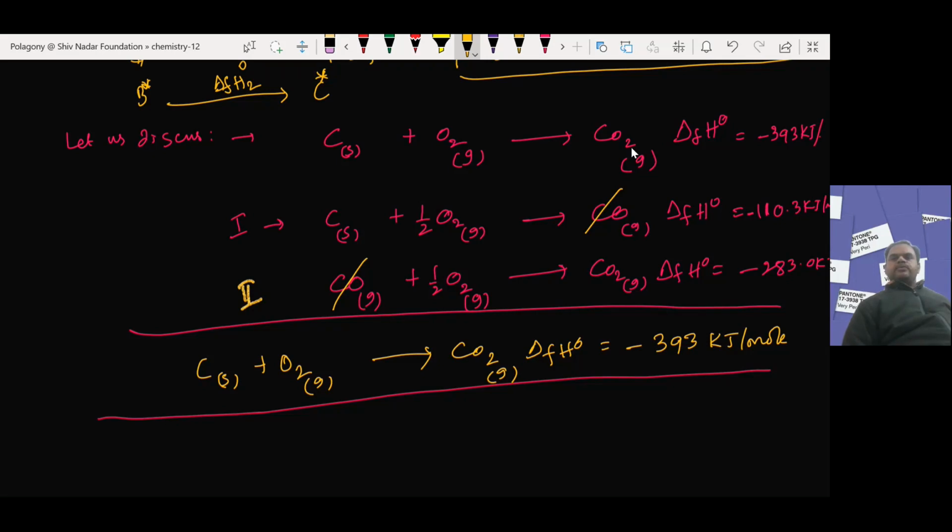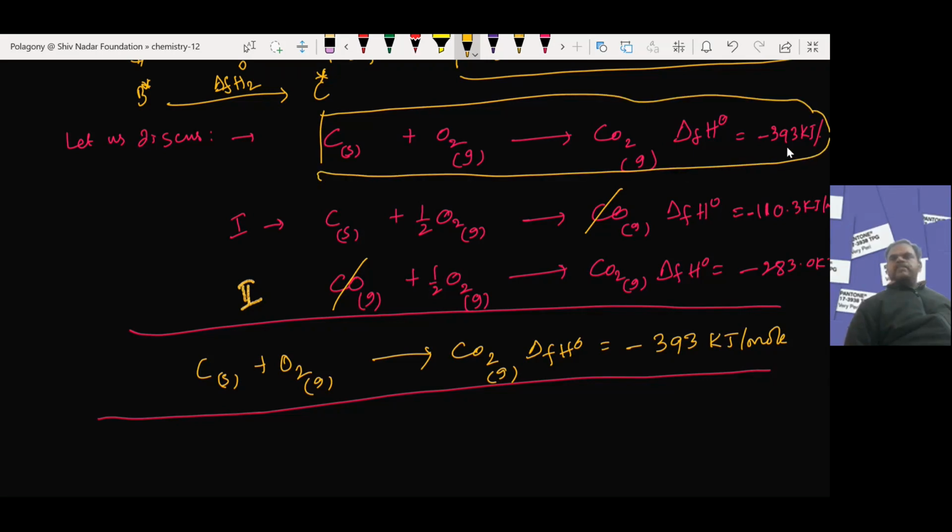That means here carbon is burning directly to form carbon dioxide, producing energy of minus 393 kilojoules per mole. Where the same carbon is burning partially to form carbon monoxide, the enthalpy change is minus 110. When carbon monoxide is completely burning to form carbon dioxide, the enthalpy change is minus 283. By combining these two equations, graphite is burning completely to form carbon dioxide, and the net equation gives minus 393 kilojoules per mole. From this, we can prove that by using Hess's law, we can calculate the standard enthalpy of formation.